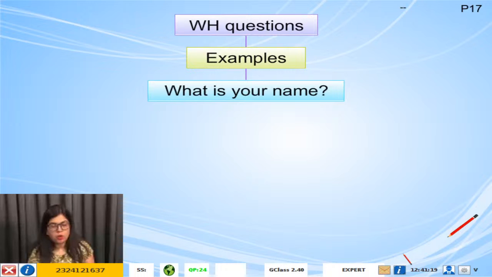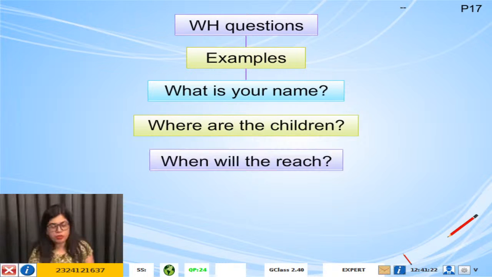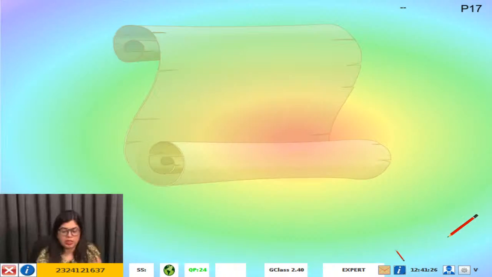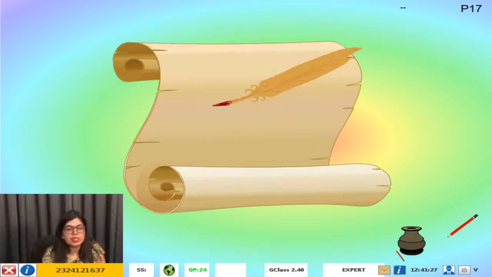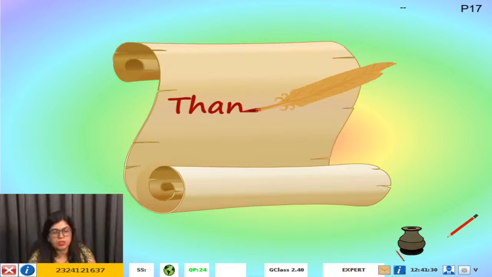WH questions, examples. What is your name? Where are the children? When will they reach? When, where, what, isn't it? Is, are, will. So these are some question words that we have learned about today.